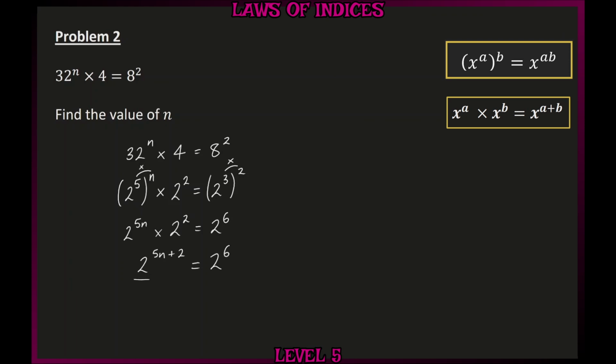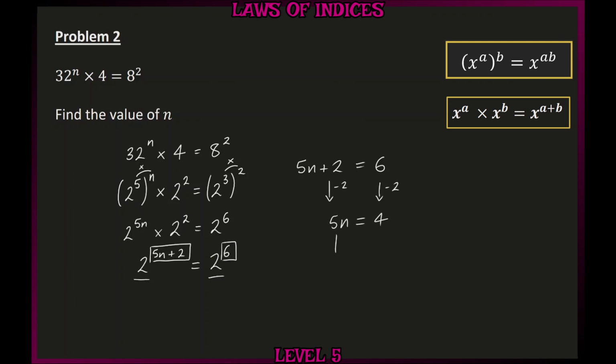Now that we have the same base on both sides of the equation and they're equal to each other, we can say that their powers must also be equal to each other. And this means that 5n plus 2 must be equal to 6. We can start solving this equation by subtracting 2 from both sides, which gives us 5n is equal to 6 minus 2, which is 4.